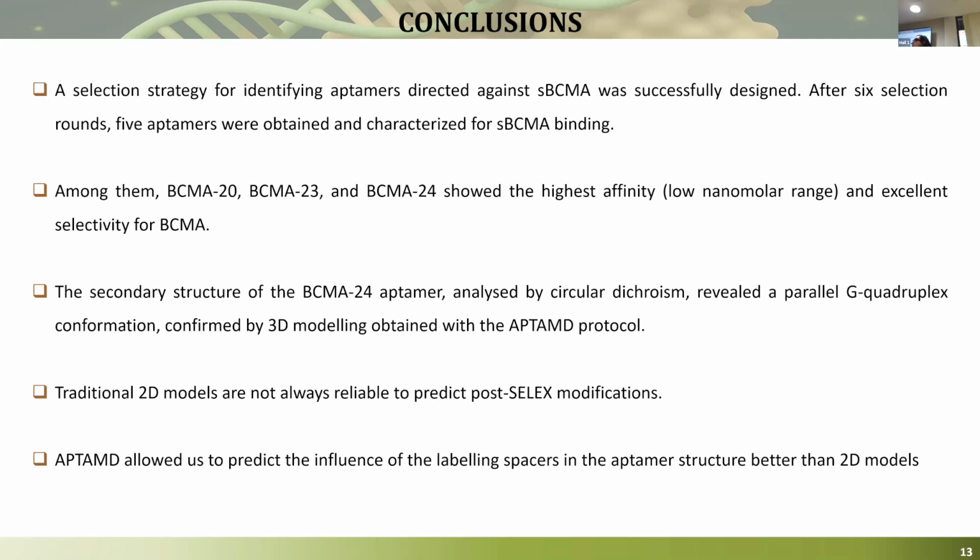Also, we have seen that the secondary structure of BCMA 24 reveals a parallel G quadruplex conformation, and also that traditional 2D models are not always reliable to predict post-SELEX modification, and that our protocol allows us to predict the influence of label and spacer in the aptamer structure.